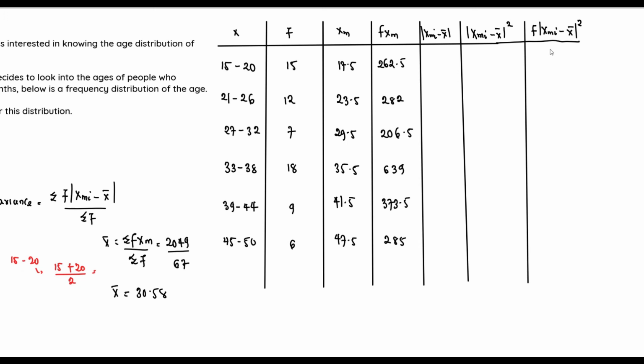So the next step is for us to get the modulus of the deviation, which is the middle class minus the mean. We've also done that earlier, so I'm just going to rush through it. So 17.5 minus 30.58 gives us minus 13.08, but due to the modulus sign, we have a positive value, so that is 13.08, and we do the same for the rest.